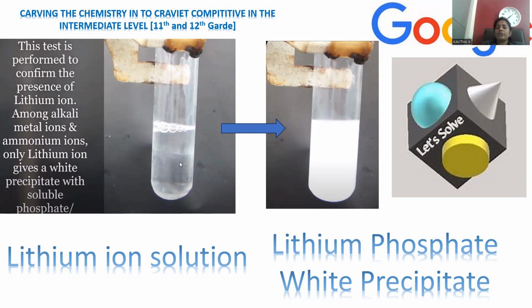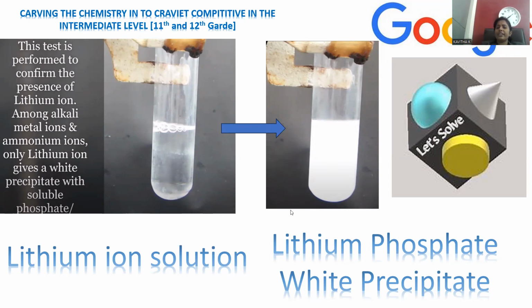Whenever sodium phosphate solution is added, the lithium ion solution turns white. A milky white precipitate is formed. Precipitate means a water insoluble substance. The compound formed will be lithium phosphate. Lithium phosphate exists in white color. That's the reason why this is the confirmation test for lithium.